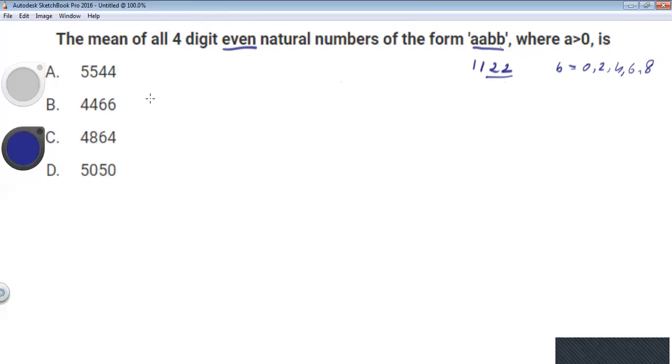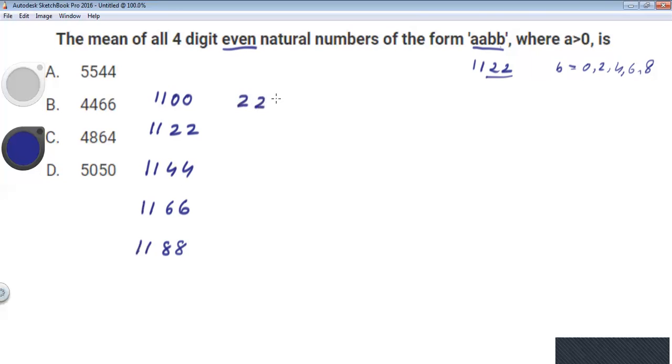So now what are these numbers? Let's consider the numbers very quickly. The very first number will be 1100, a 4-digit number. Then 1122 is also another number of the AABB form. Then the next one is 1144, next is 1166, and the next is 1188. The same goes for 2000, right?